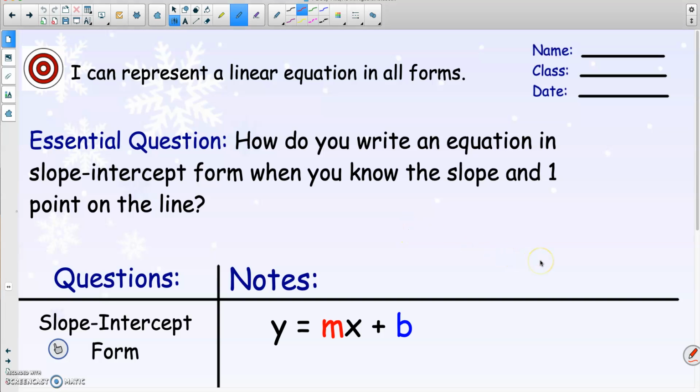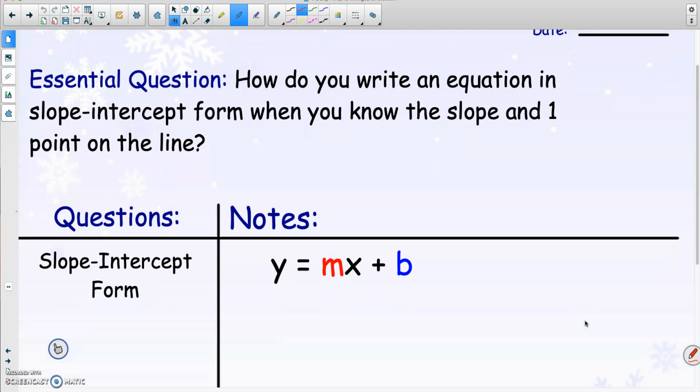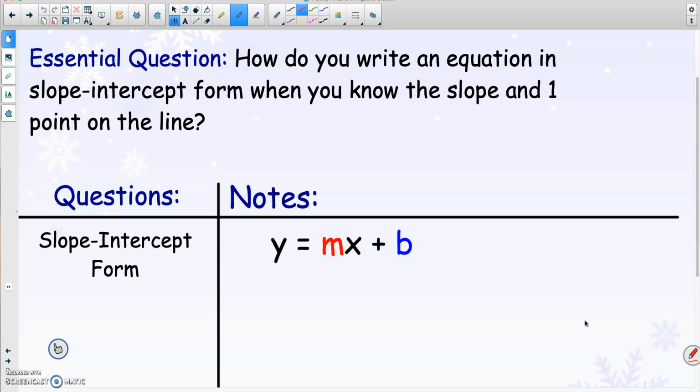Lesson 4.2, Day 1. Our learning target says I can represent a linear equation in all forms. Our essential question says how do you write an equation in slope-intercept form when you know the slope and one point on the line? Well, slope-intercept form is the form y equals mx plus b. Remember, m is the slope of the line and b is the y-intercept.